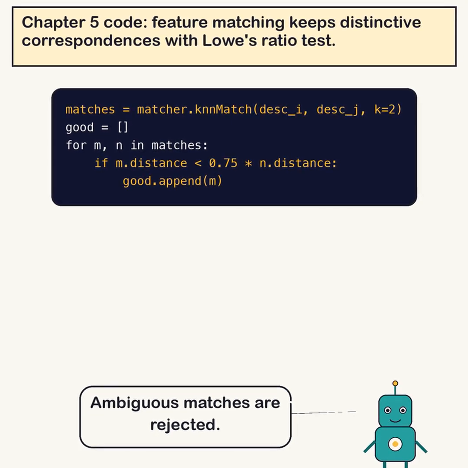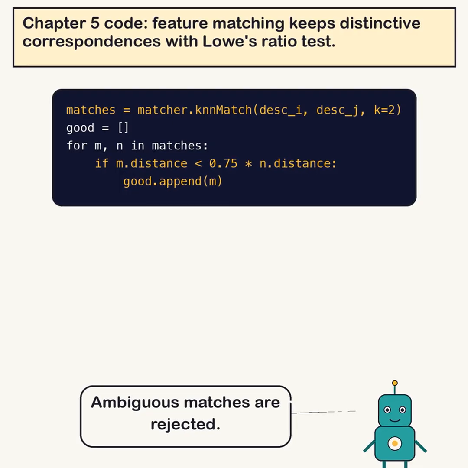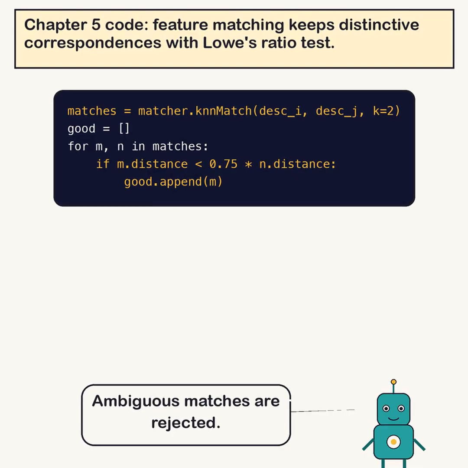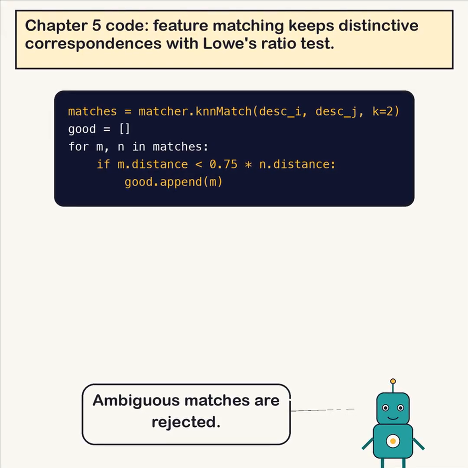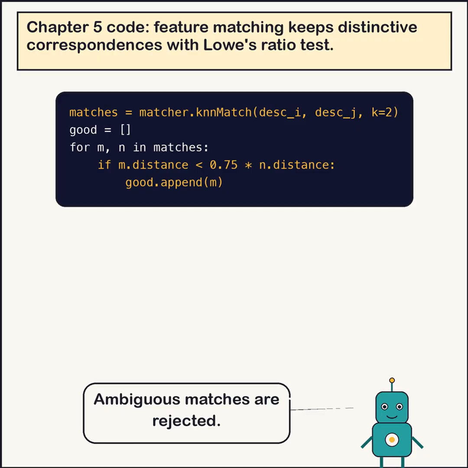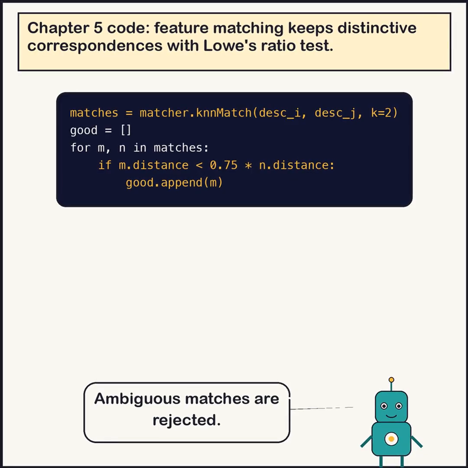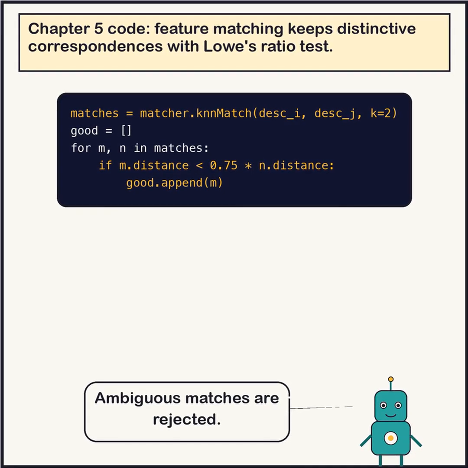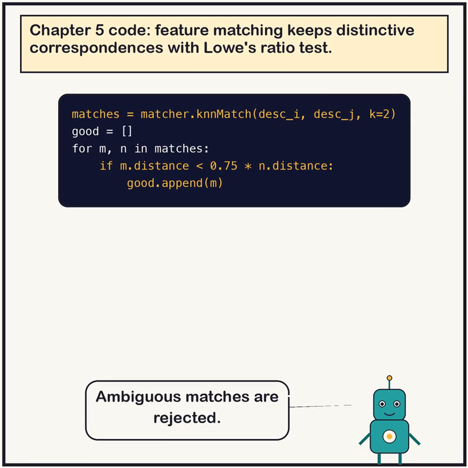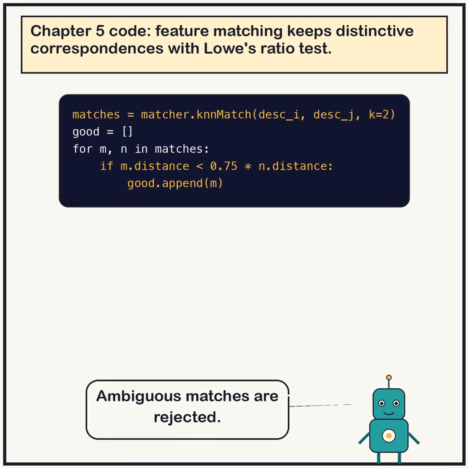The best match alone is not enough. A bland corner may match many places. Comparing best to second best asks whether the winner is distinctive. That is why the threshold is a gatekeeper for 3D. One bad correspondence can bend an entire reconstruction. Real-world analogy: Lowe's ratio test is like accepting a fingerprint only when the best suspect is much better than the runner-up. Ambiguous matches are rejected.